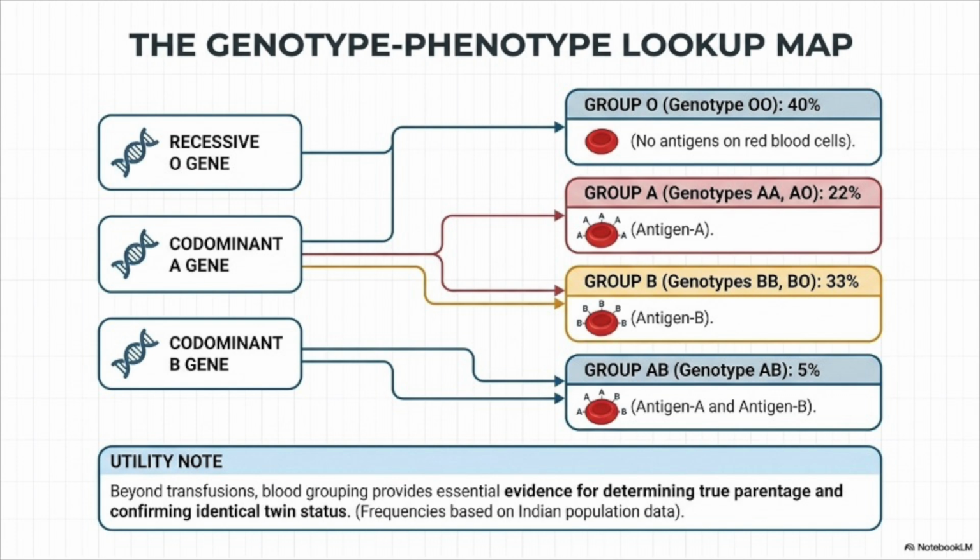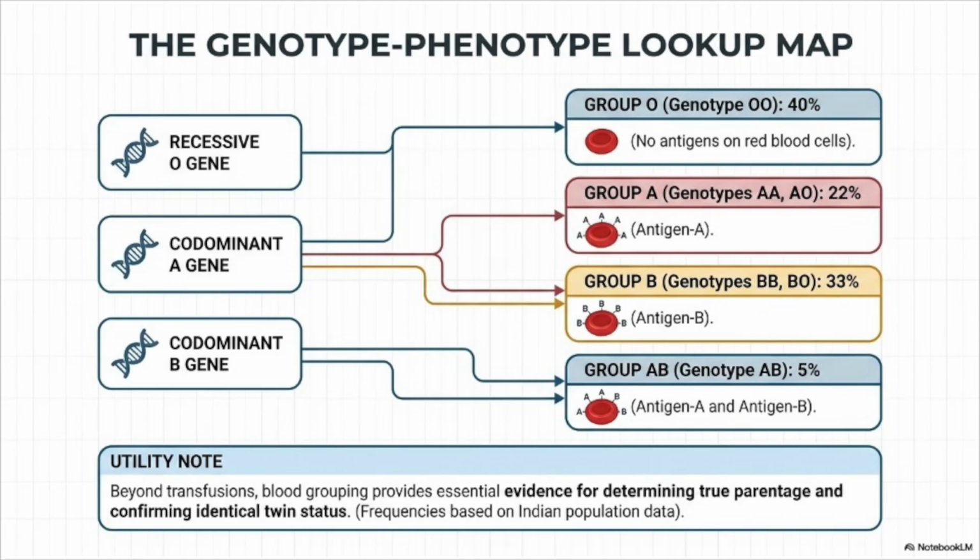The recessive O gene leads to blood group O, with the genotype OO making up about 40% of the population and having no antigens on red blood cells. The codominant A and B genes combine to form blood group A, with genotypes AA or AO making up about 22%, carrying antigen A. Blood group B with genotypes BB or BO makes up about 33%, carrying antigen B. And blood group AB with genotype AB makes up about 5%, carrying both antigen A and antigen B.